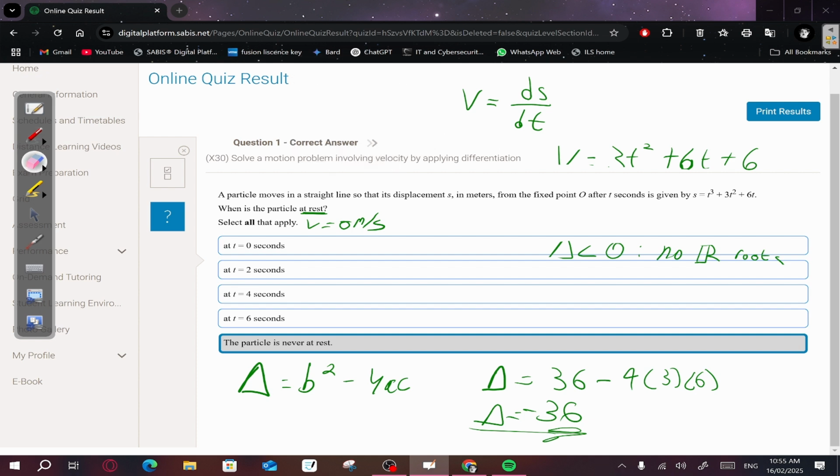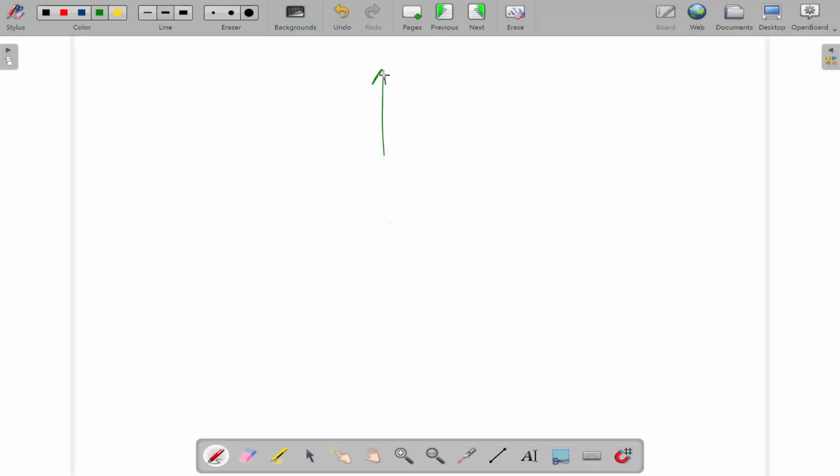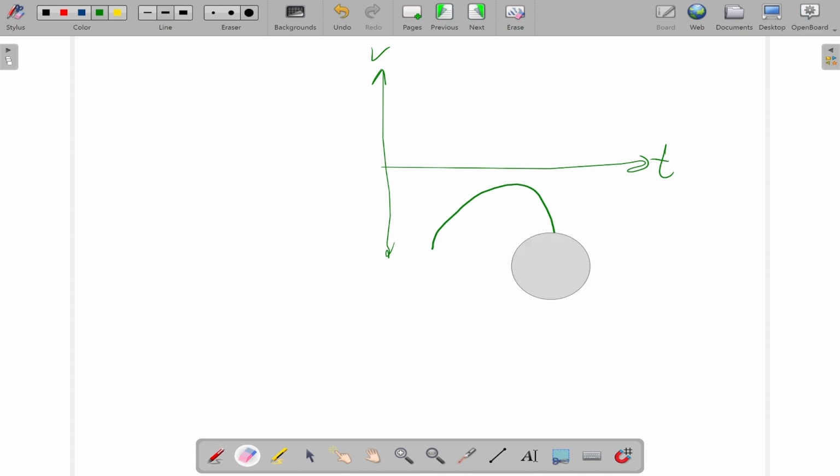Which means that the velocity is never at 0. So the particle is never at rest. Because when we have delta negative, it could either be this, like this is our velocity, this is our time, it could either be this for our quadratic, or it could be this. Essentially, it never passes the x-axis, which means that the velocity is never ever 0. The velocity is always going to be positive, which means we're always moving.